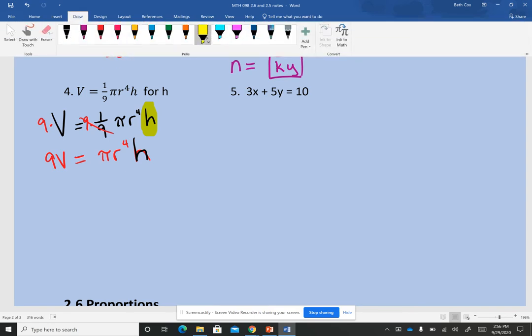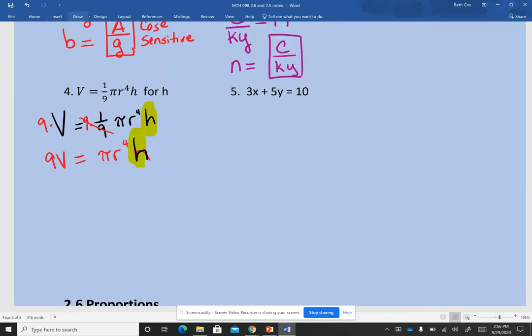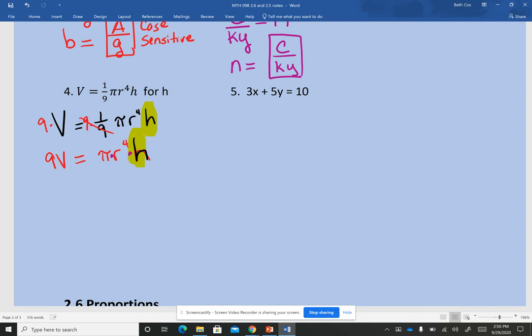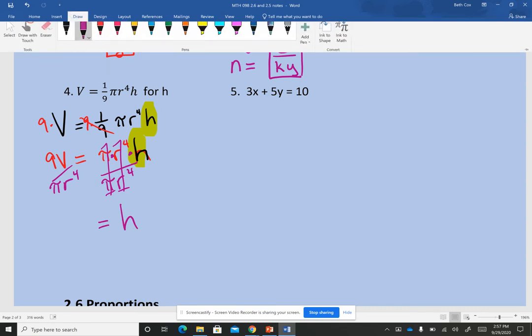Okay? All right, now, if you notice or if you understand the mathematical symbolism, h is being multiplied by the r and the pi. And once again, to reverse multiplication, we divide. So I'm going to divide by the pi and the r to the fourth. And what I do on one side, I do to the other side. And that is going to get h, finally, all by itself.